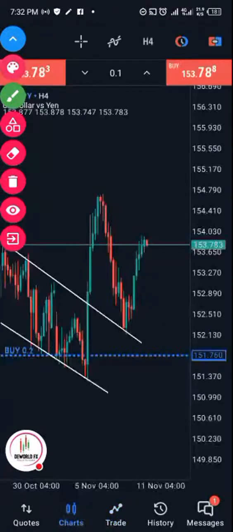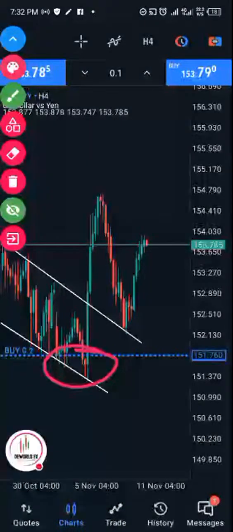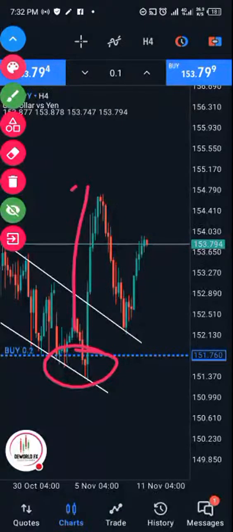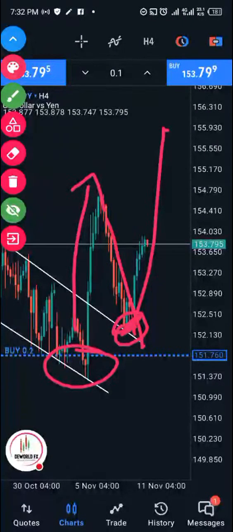Sniper entry, you can see this is exactly where this entry was taken, and immediately, boom, we had this big move to the upside here. We had the rally down to test this zone, and we're expecting this to come up again.